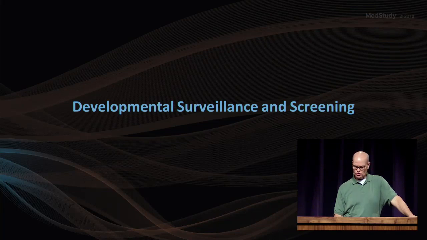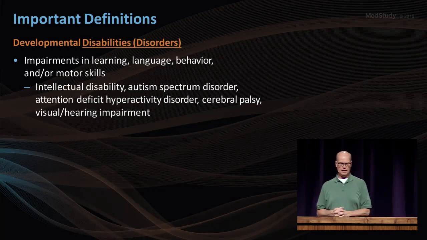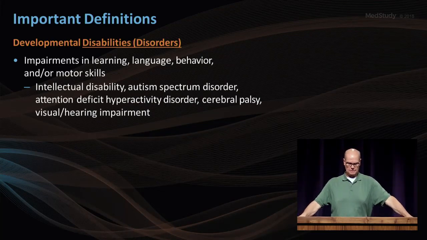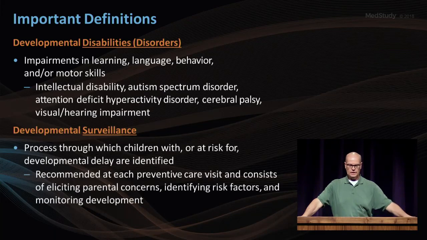Okay, developmental surveillance and screening. So a couple definitions to keep in mind. Developmental disabilities are impairments. Because there are developmental disabilities, we need to perform developmental surveillance at all times during preventive care visits. And that surveillance consists of having conversations with parents, identifying through those conversations various risk factors, and monitoring development.